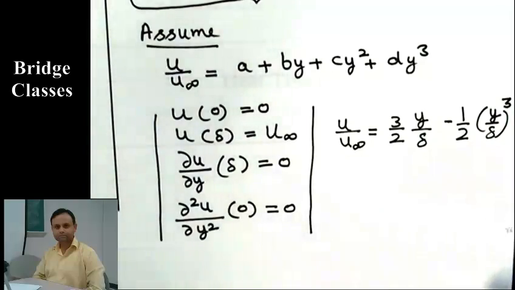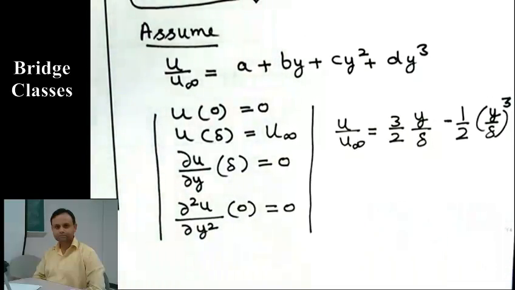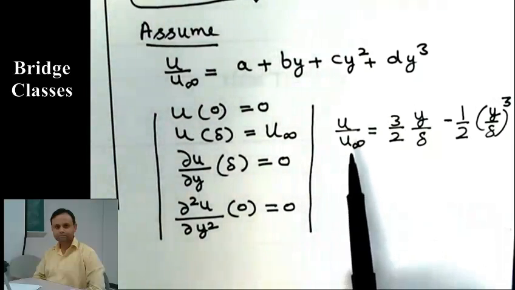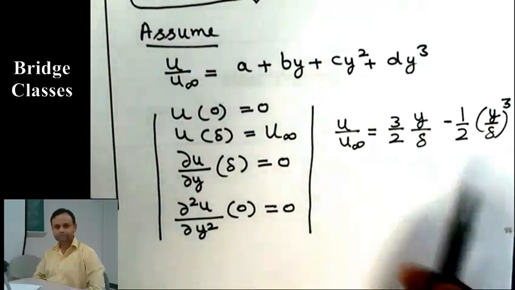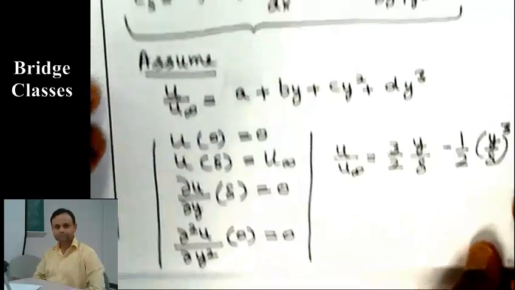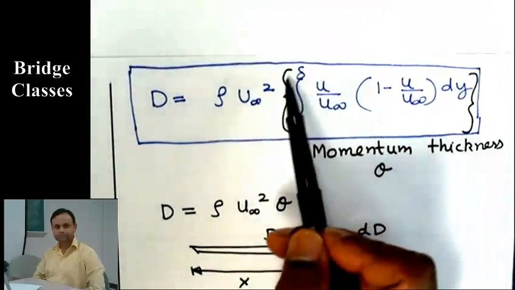This velocity profile is an assumption, but it satisfies the boundary conditions. Actually, we could have taken another also. For example, you can take a linear profile, it just varies linearly with y over delta. That also gives a reasonable answer. So we take this profile and substitute this in this equation.